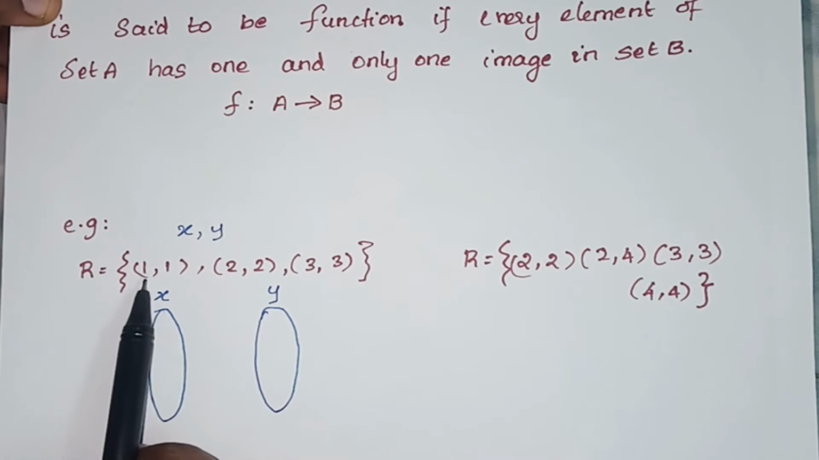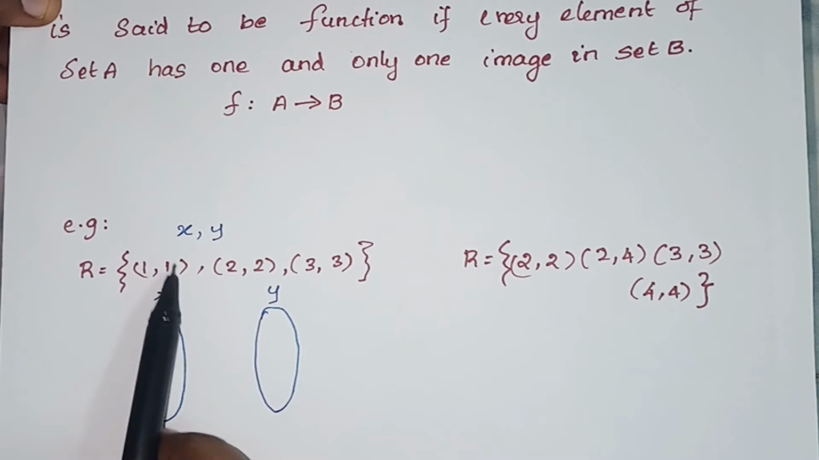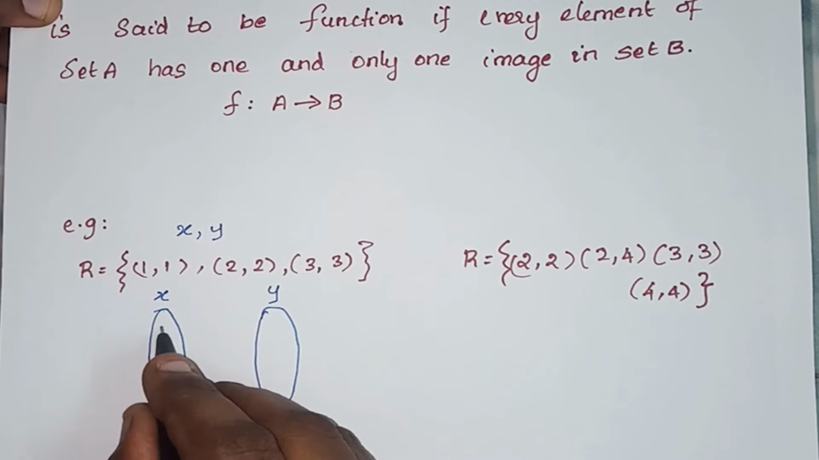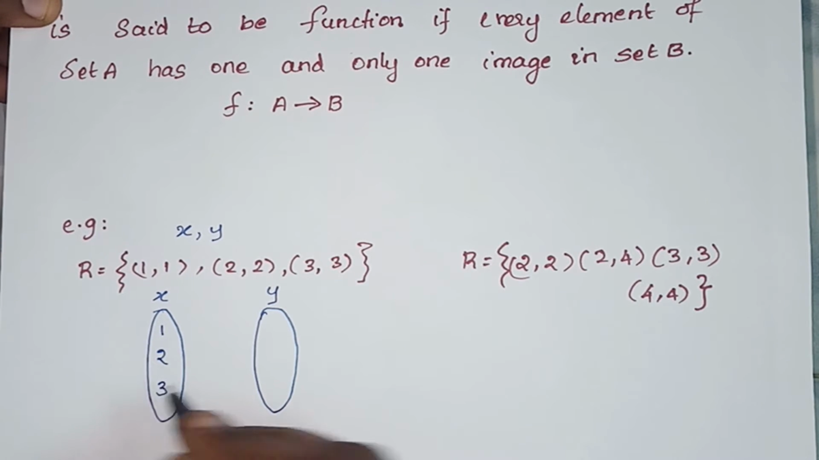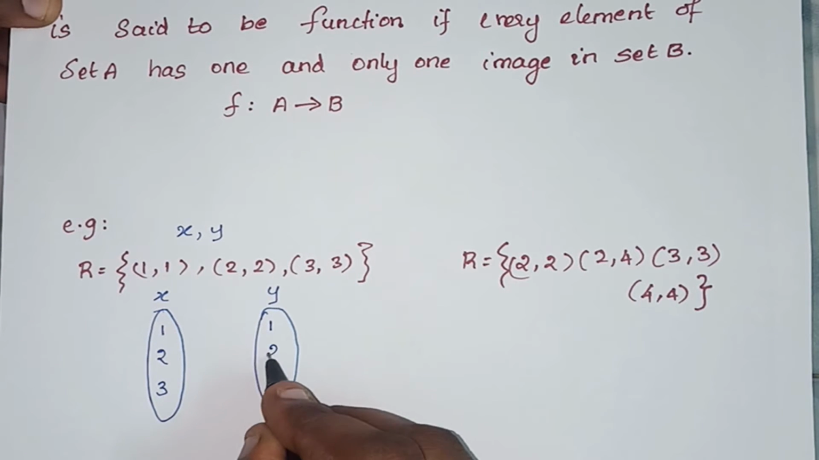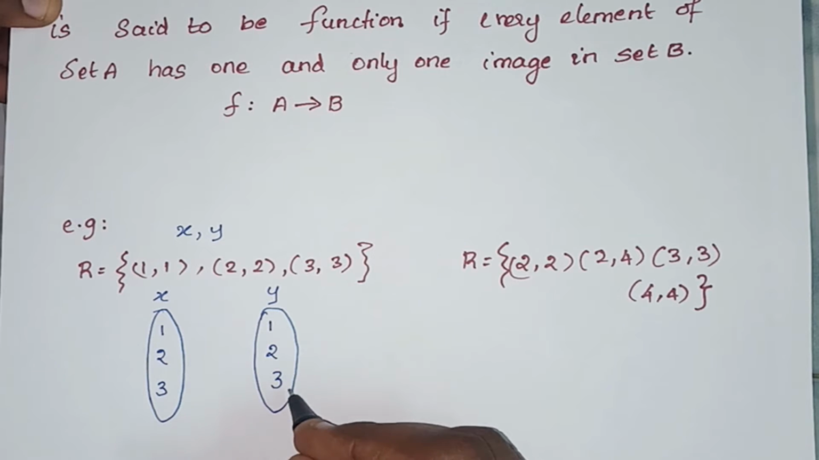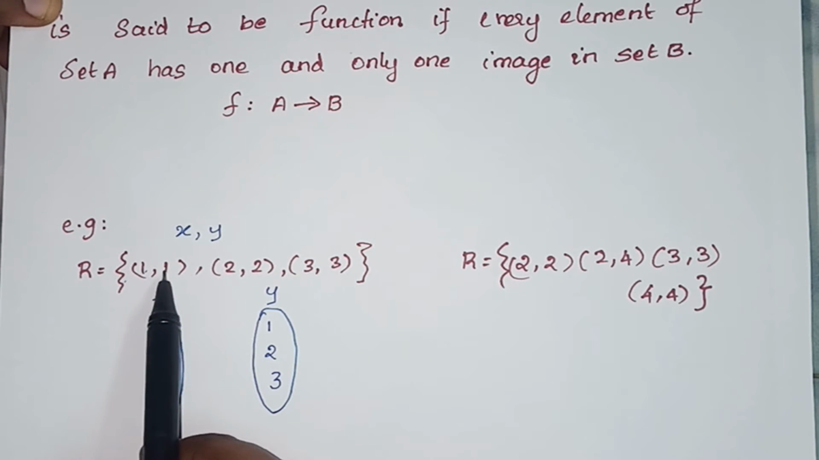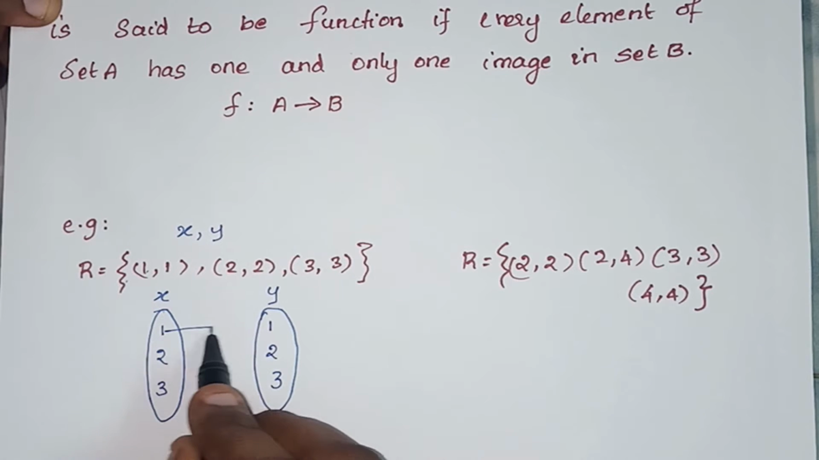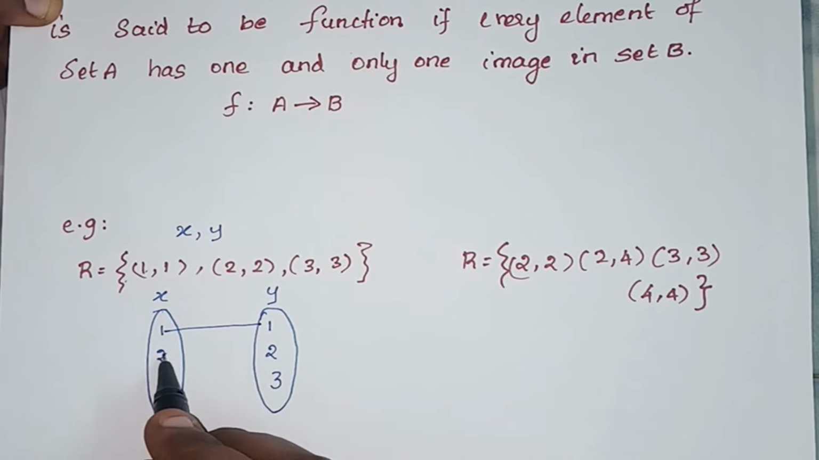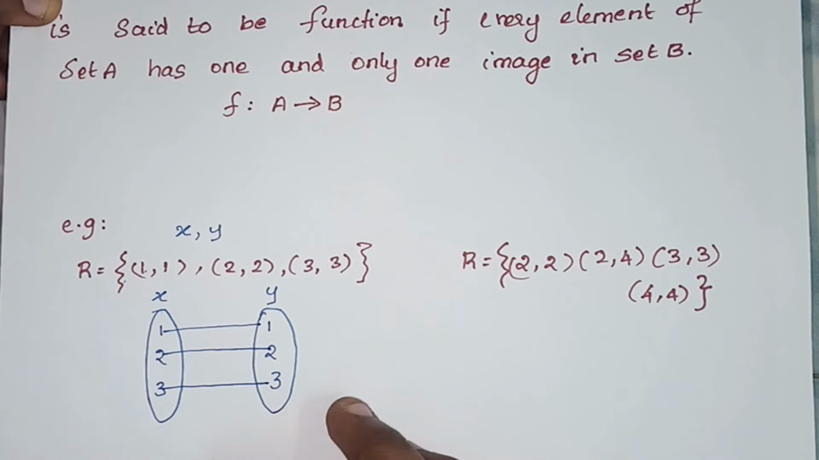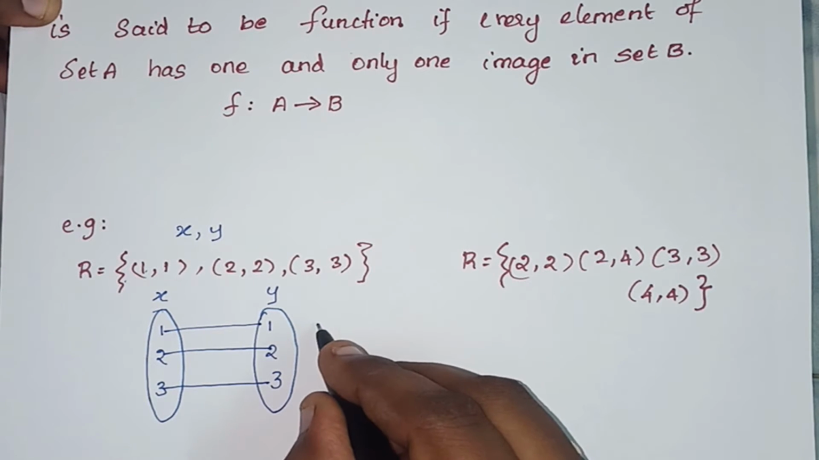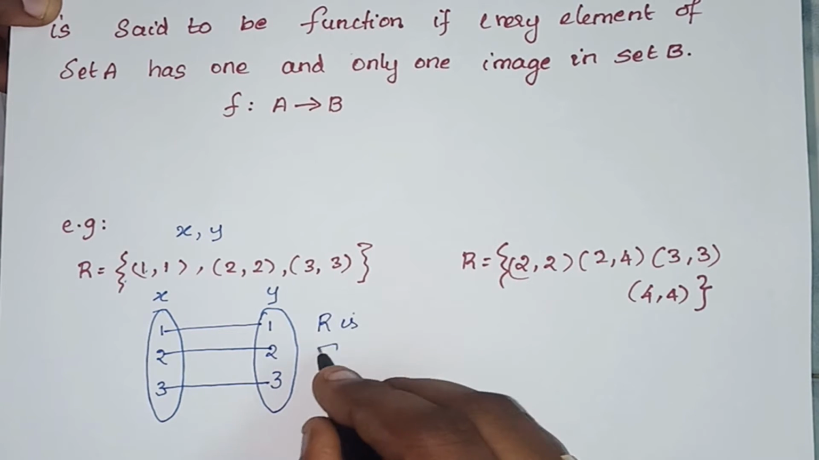In this, x means the first values in the pairs. So 1, 2 and 3. This is the second set y, and the first set x. Here 1 is related with 1, 2 is related to 2, 3 is related to 3. So this is an example of a function. So this R is a function.